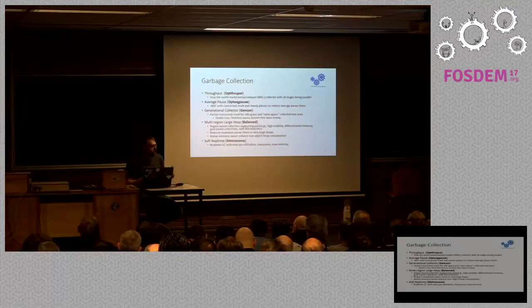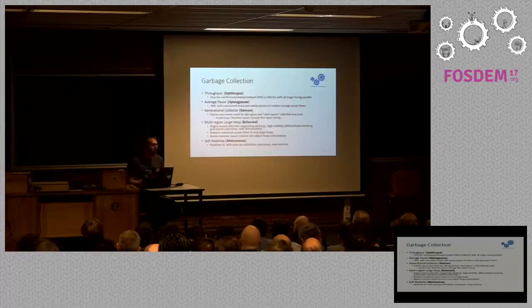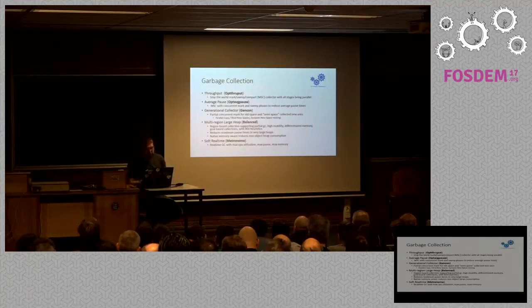Vanilla op throughput, which is basically just mark sweep compact, does all of its work in parallel, as you would expect from something that's running SE VMs, but simple, straightforward, mark sweep. Op average pause has some concurrent collections for the globals, so a lot of the marking and sweeping can actually happen concurrently with your application. The generational collector GenCon, the con part is actually the concurrent collector from the op average pause, but then it does generational collect for the new area.